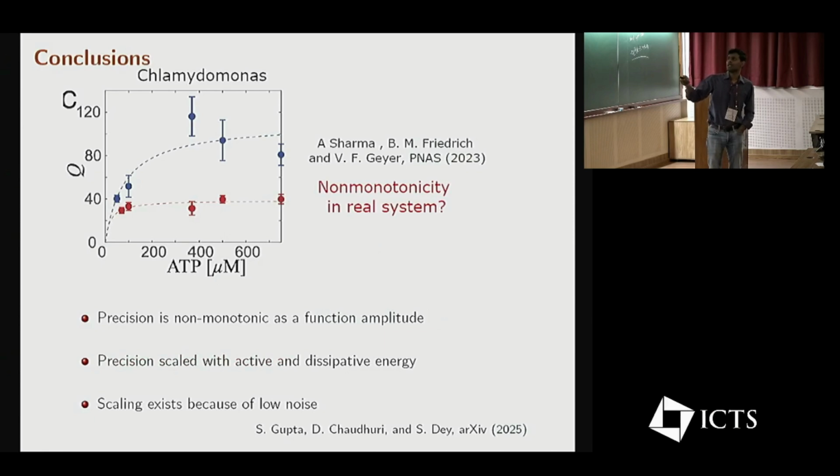Okay, so I'm done. This is what we see for real cilia, new system, new data. They see that with activity change, some kind of data is showing. This is some wild type and mutant. Maybe there is a non-monotonicity, but still it is not clear. So maybe a new experiment can say whether you can see non-monotonicity with activity or not.